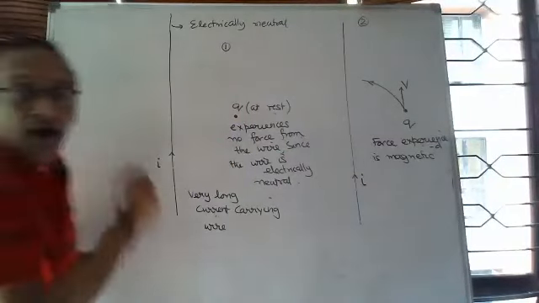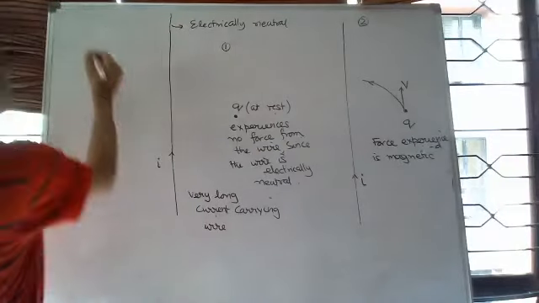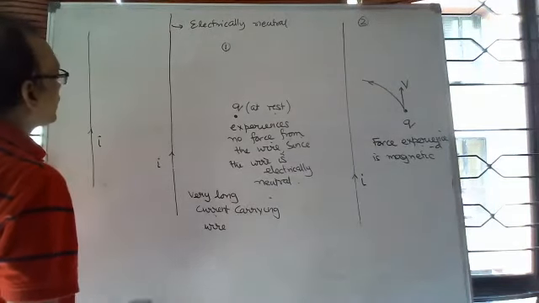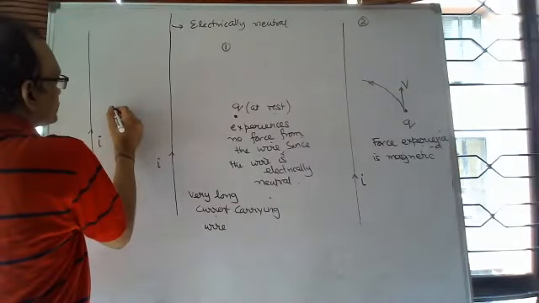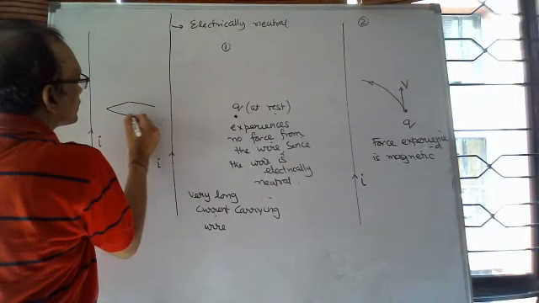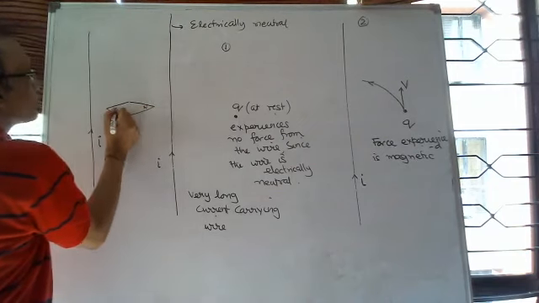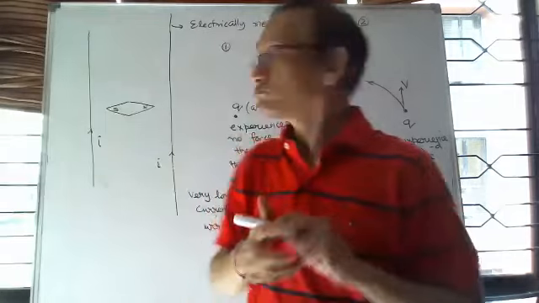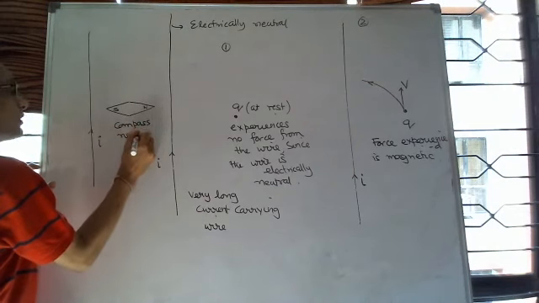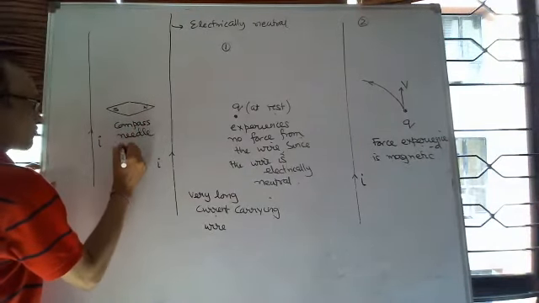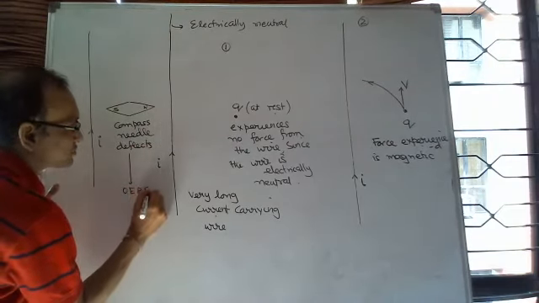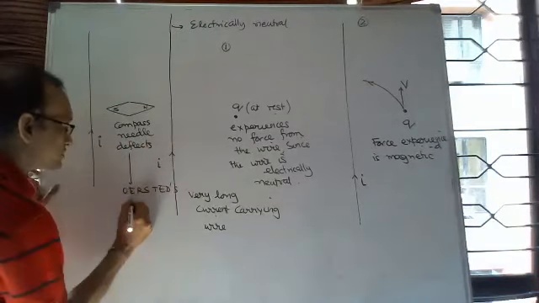If I have a current carrying wire, and in the proximity of the wire I place a compass needle, this compass needle will deflect. That was the experiment that Oersted performed. Oersted's experiment.